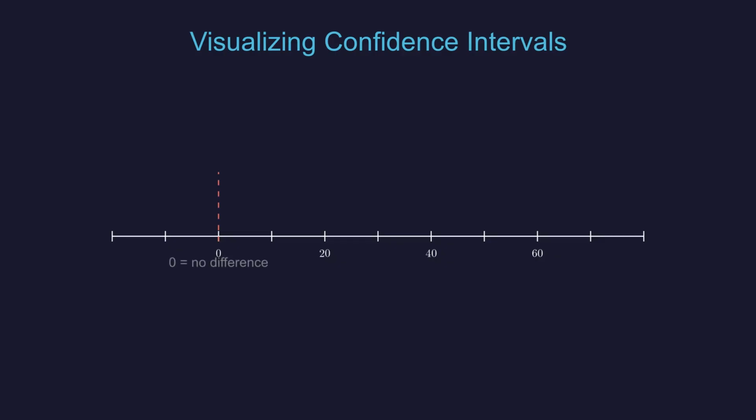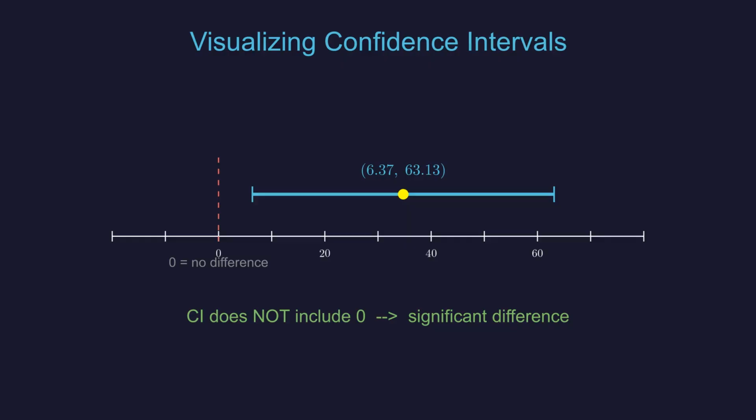Let's visualize this confidence interval on a number line. The number line shows possible values for the mean difference. 0 represents no difference between the groups. Our 95% confidence interval stretches from about 6 to 63, with the point estimate of 34.75 in the center. Since the interval does not include 0, we can conclude there is a statistically significant difference.